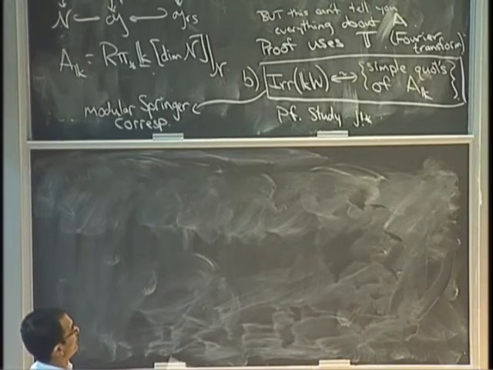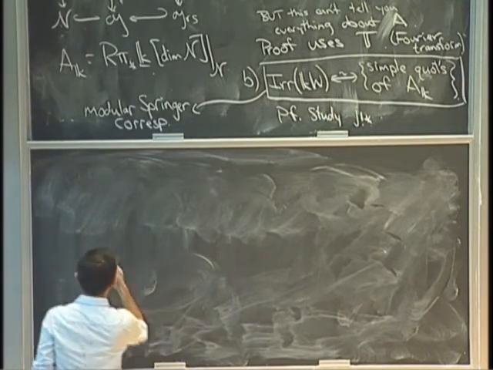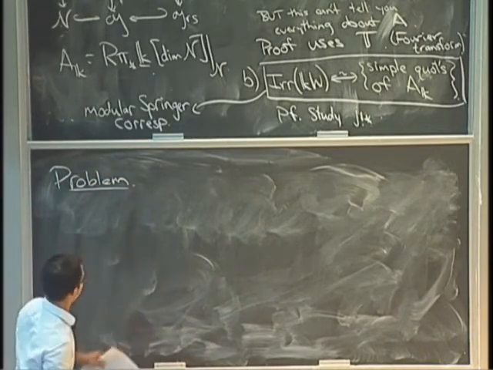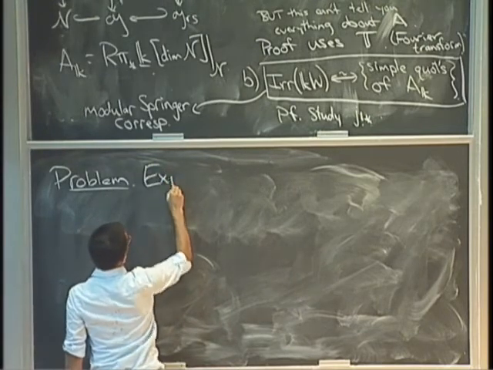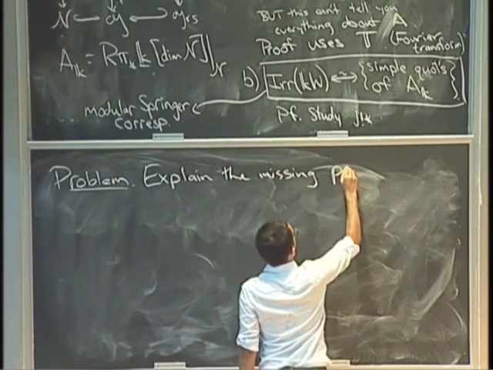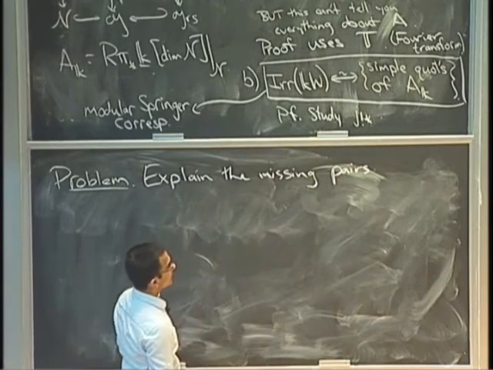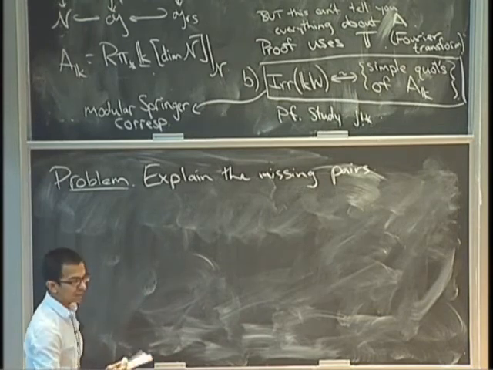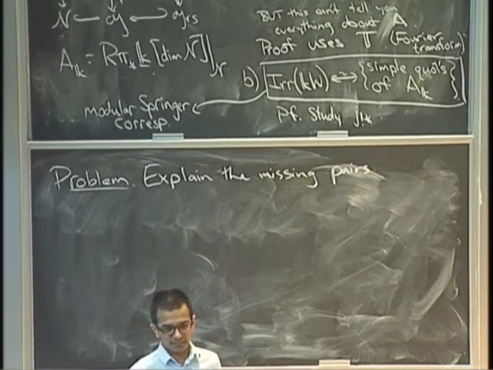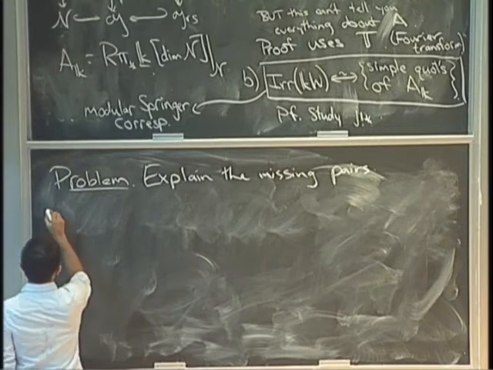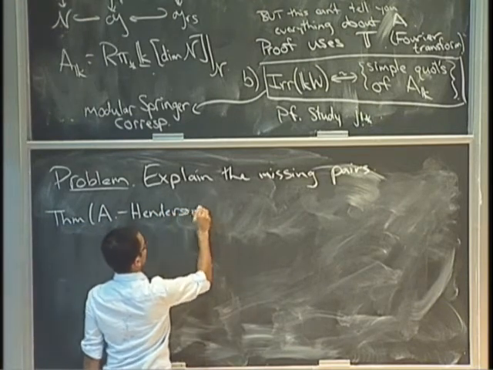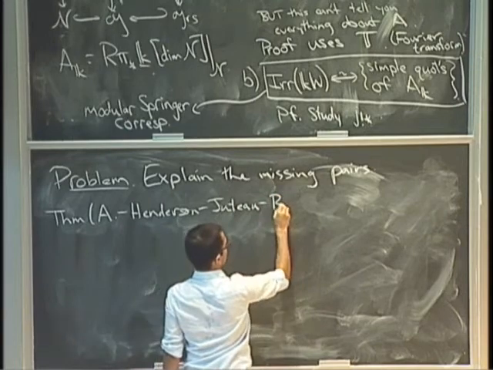So now, there is an injective map on the board, which is not surjective. And so the problem which my whole talk yesterday was about, and now I'll spend about 10 minutes on it, is to explain the missing pairs. So I think I'm just going to jump directly to the statement of the theorem. The setup has very much the same flavor as the things I talked about yesterday, and this is joint work of myself and Anthony Henderson and Daniel Juteau and Simon Riche.